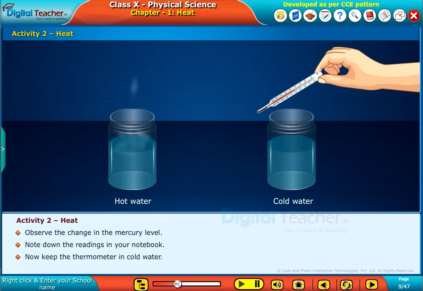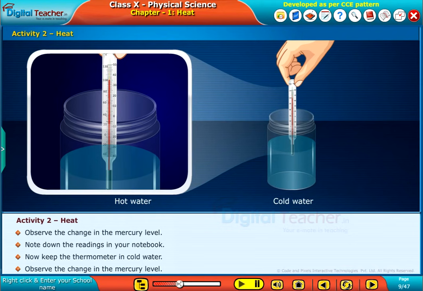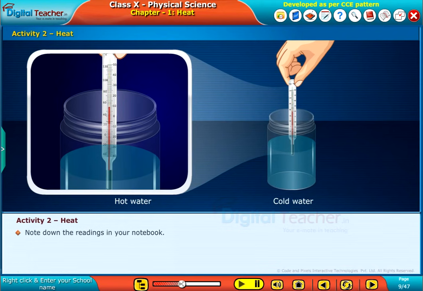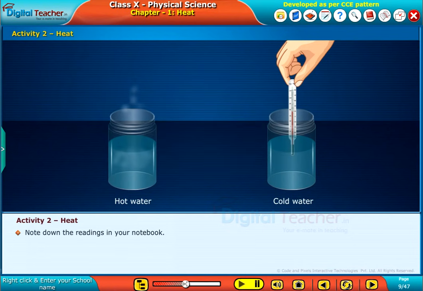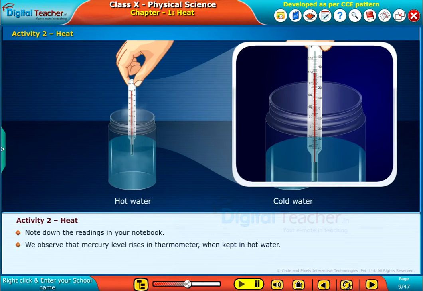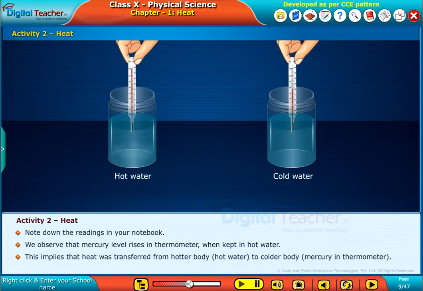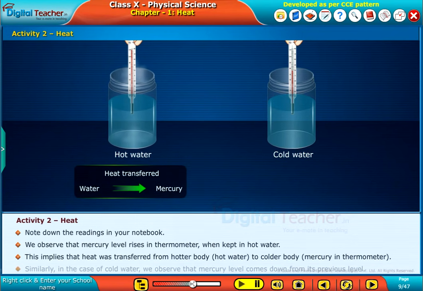Now keep the thermometer in cold water. Observe the change in the mercury level. Note down the readings in your book. We observe that the mercury level rises in the thermometer when kept in hot water. This implies that heat was transferred from the hotter body, hot water, to the colder body, mercury in the thermometer.